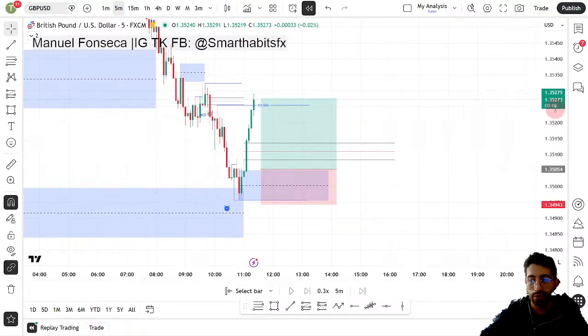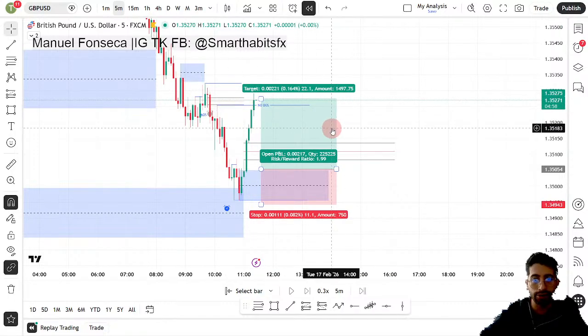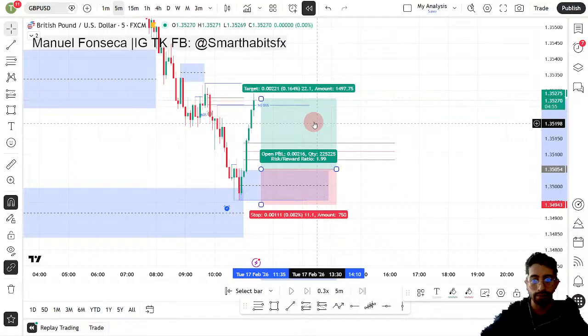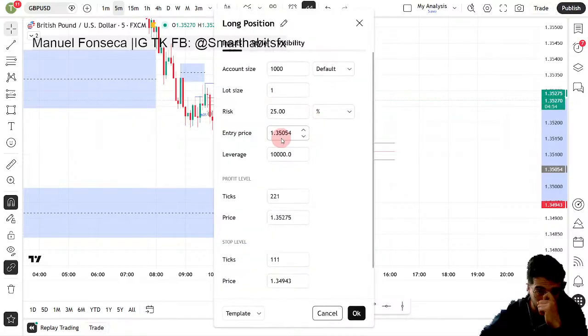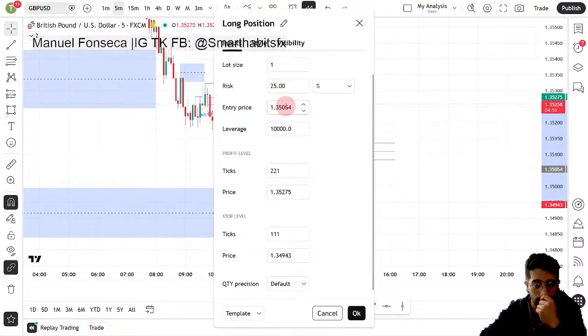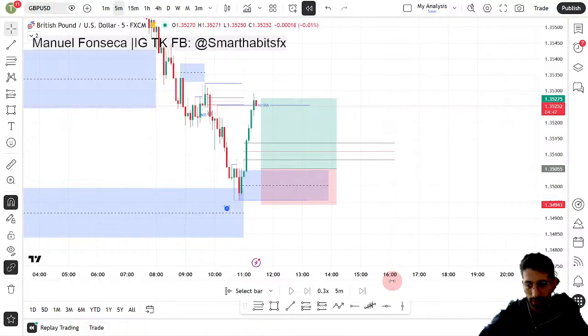So I'm gonna wait just 4, 5 seconds to confirm. Boom. Now we have a clear break of structure, and now I can enter. So this is what I do. I wasn't expecting this to become a real entry session, but since I have the opportunity, I'm not gonna miss it.